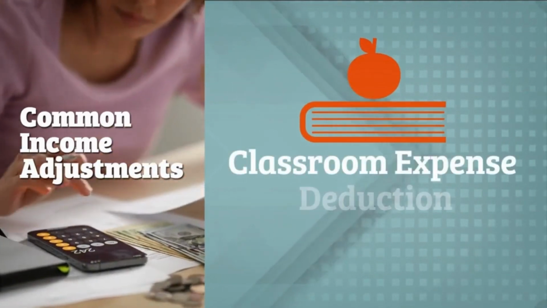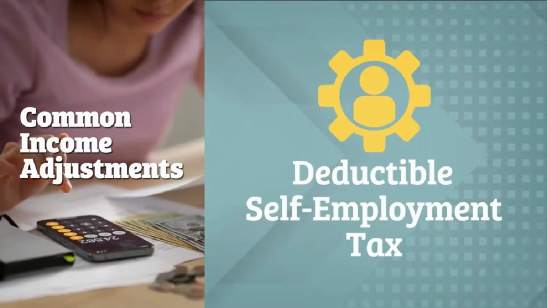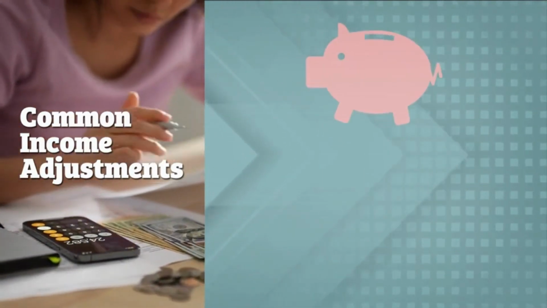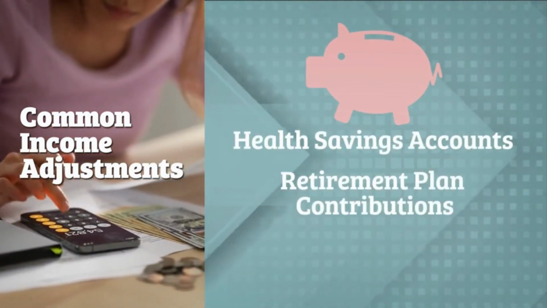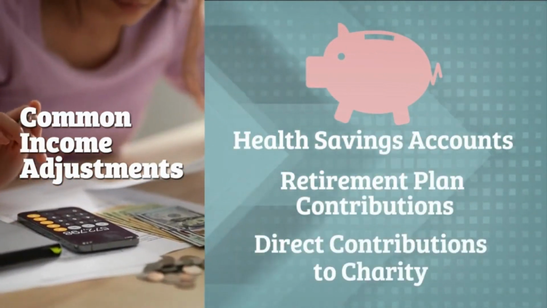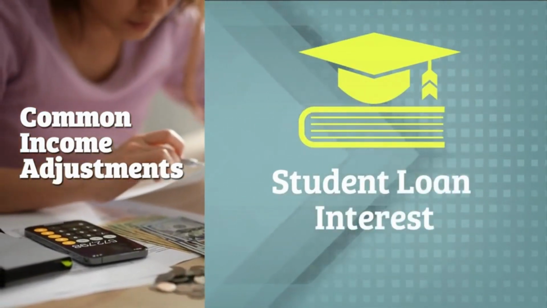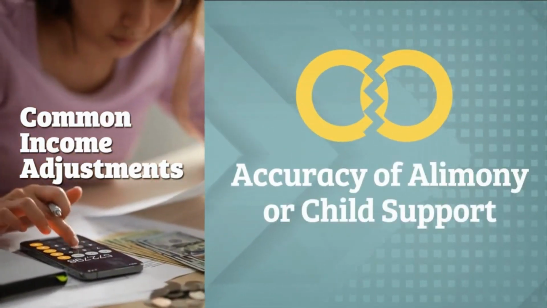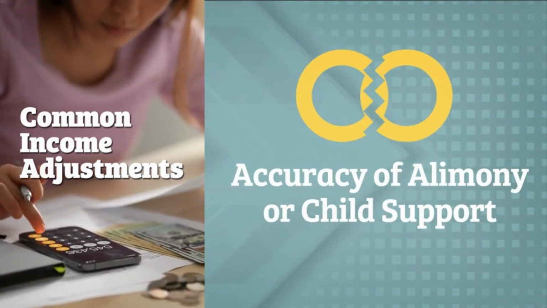Educators, look for your classroom expense deduction. Self-employed, look for your deductible self-employment tax. Contributors, check for contributions to health savings accounts, retirement plan contributions, and direct contributions to charity if you're not itemizing deductions. Students, check possible student loan interest. And divorcees, check for accuracy in any alimony or child support claims if they apply to you.